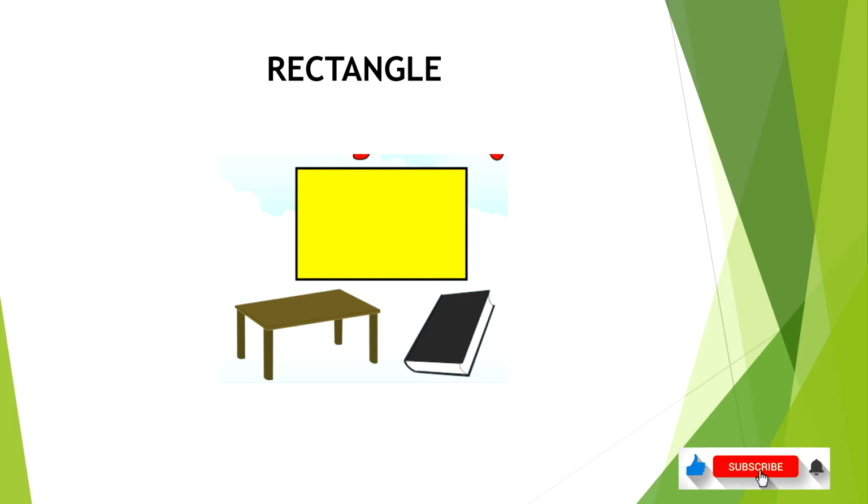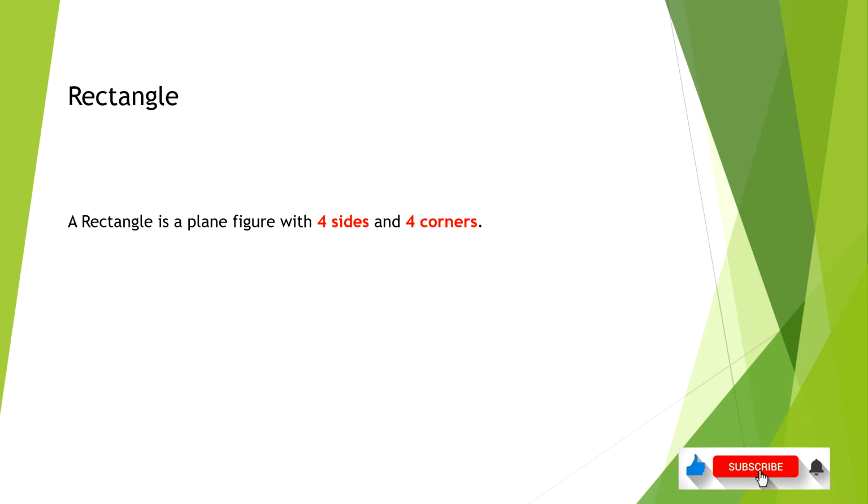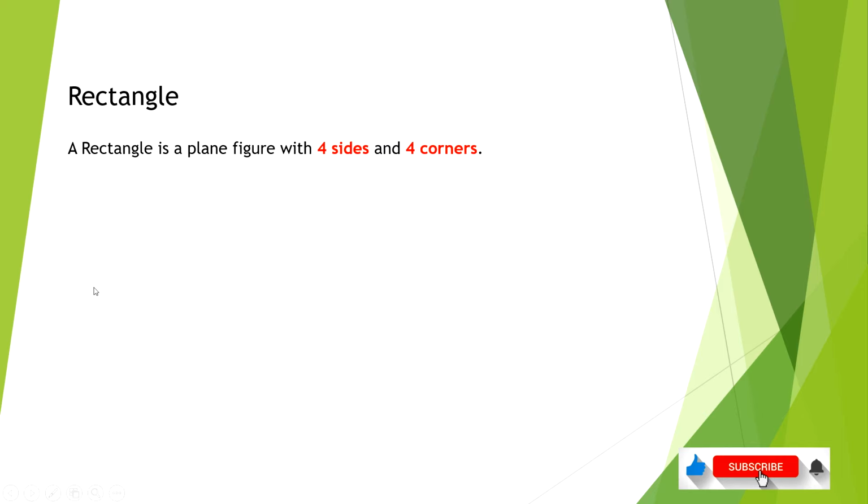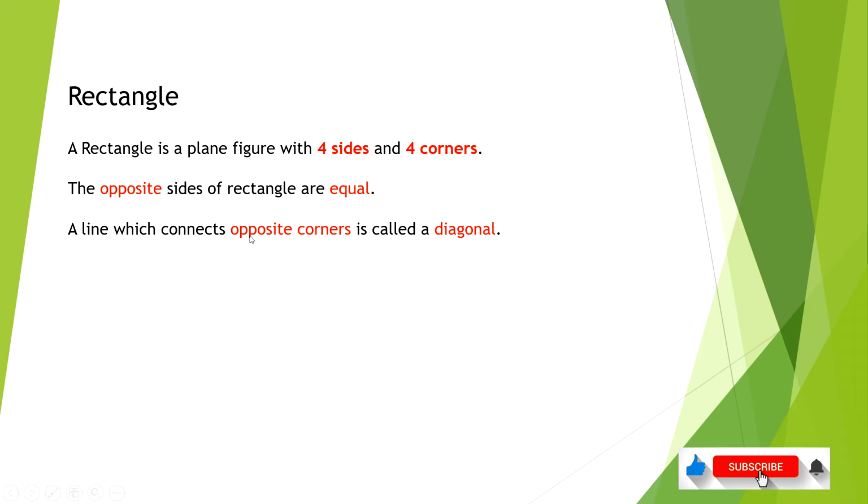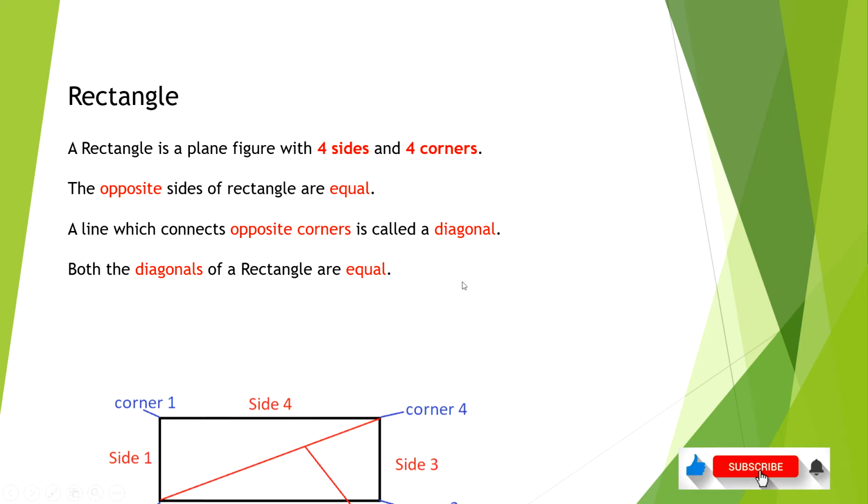Confused? Don't be confused. We'll see what a rectangle is. So first understand what exactly a rectangle is. It has 4 sides and 4 corners, and the must condition is that opposite sides of a rectangle must be equal. A line which connects opposite corners is called a diagonal. We already discussed diagonals, that is, opposite corners. A line joining opposite corners is called a diagonal, and both the diagonals of a rectangle are also equal.